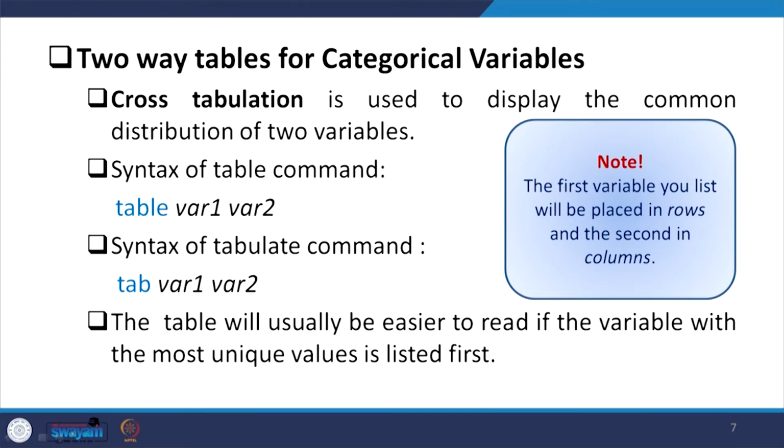Now, cross tabulation is important because we can get the information if there are more relationships. In most of our research papers, we do take the help of cross tabulation, and this is useful to display the common distribution of two variables. And the syntax of this one I have already shown you: either you go by table variable 1 and 2, or you go by tab variable 1 and 2. Then the table will usually be easier to read if the variable with the most unique values is listed.